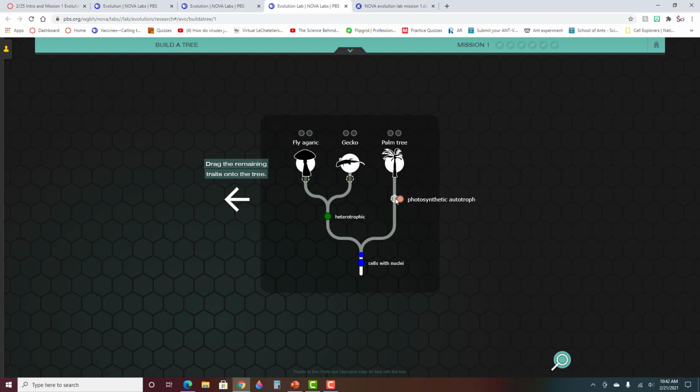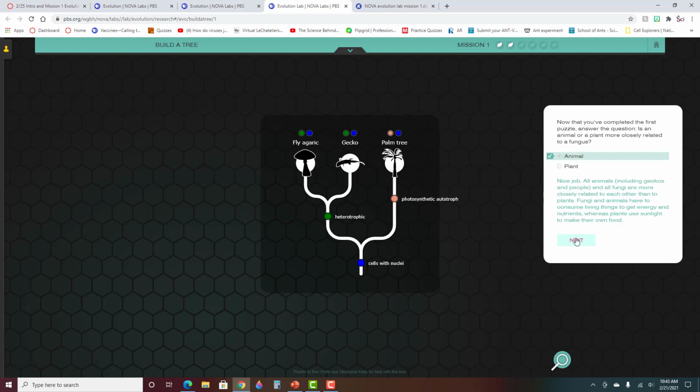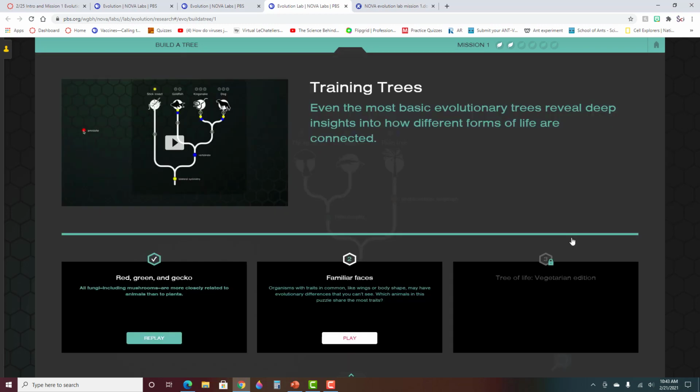And then the autotroph was over here. Alright, and then when you've lit up all of the colored balls on top of these, then you're going to get a question, and that gives you one of the leaves as well for your mission. So now that you've completed the first puzzle, answer the question: is an animal or a plant more closely related to a fungus? And so the fungus, the mushroom, we put closer to the animal, not the plant. And then they'll tell you if you're right or not.